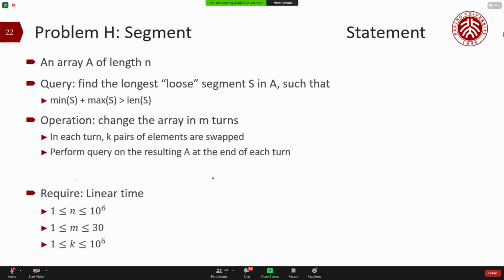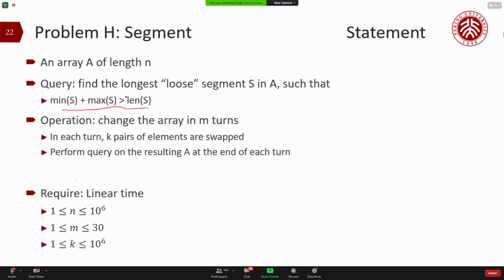So it looks like another data structure problem. In this problem, we are given an array A of length n, and we can do this query to find the longest loose segment in A. So how to define a loose segment? It means that the minimum value in this segment plus the maximum value in this segment is greater than the length of the segment. If a segment satisfies this property, we call it a loose segment.